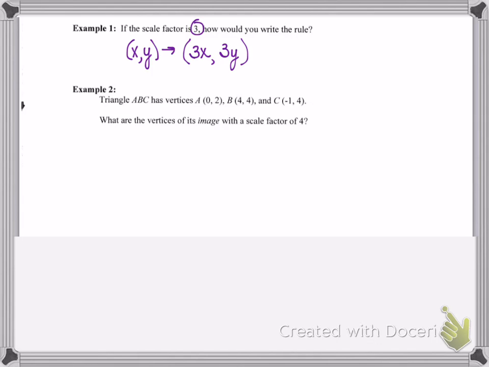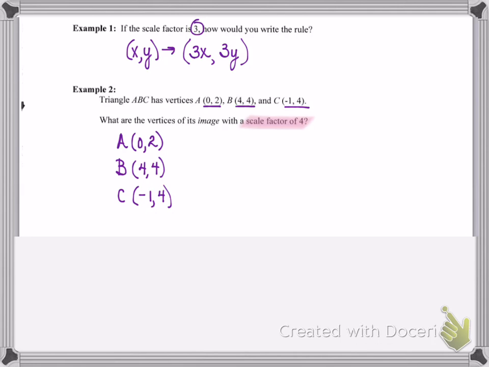For example 2, we've got a triangle with vertices of (0, 2) for our point A, point B is at (4, 4), and C is at (-1, 4). And you don't even need the graph to figure this out because we're using a scale factor of 4, which just means each of those x's and y's gets multiplied by 4. So go ahead and fill those in for me.